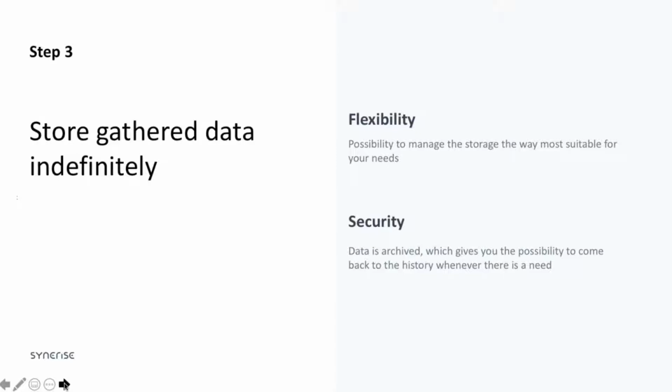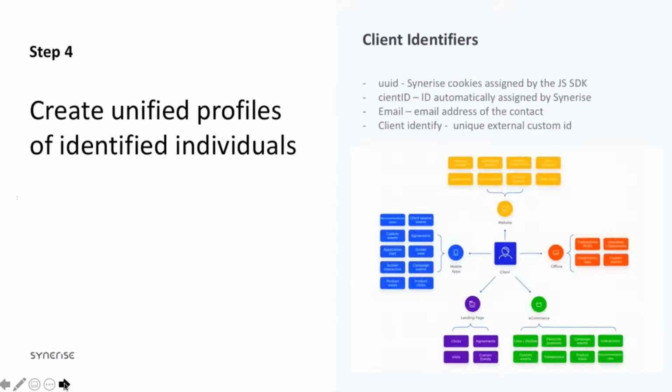So now we have integrated this data with all the set of parameters. We can store this data. And here we go with step 4, which is to create unified profiles of identified individuals. Now we need to decide how we are going to identify our user, so that from all of these sources we create one contact card.